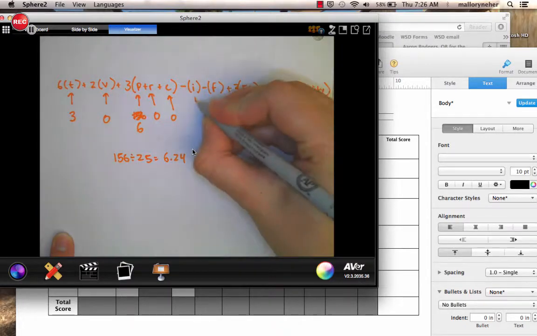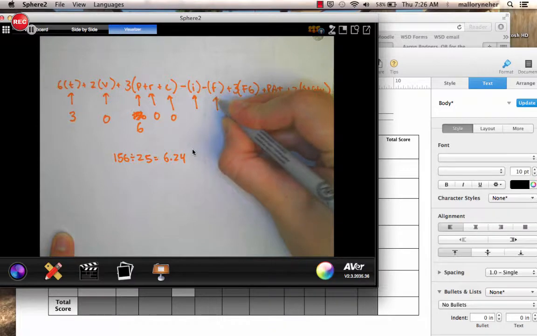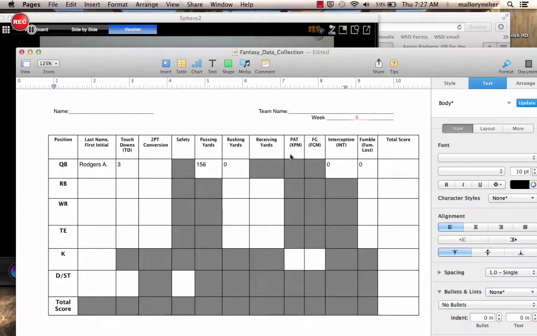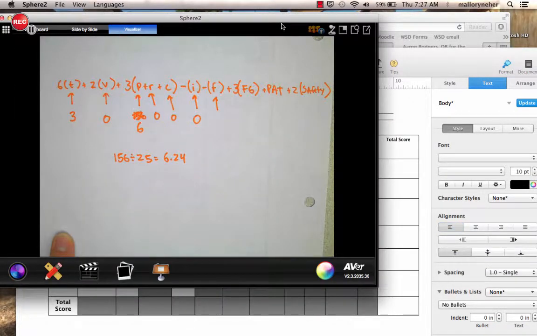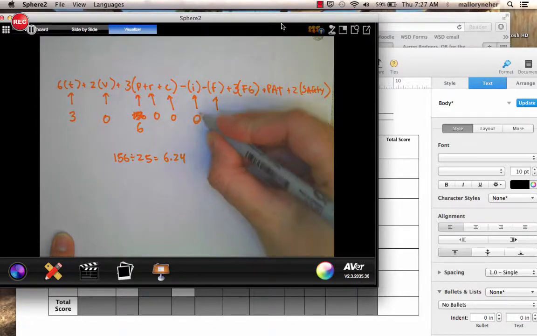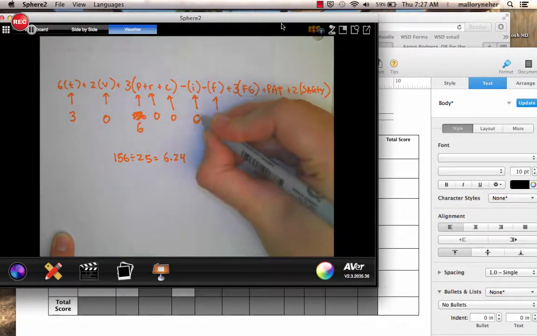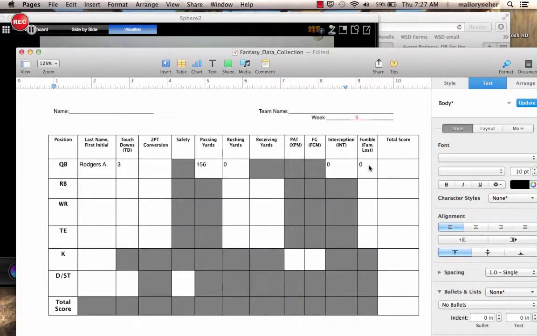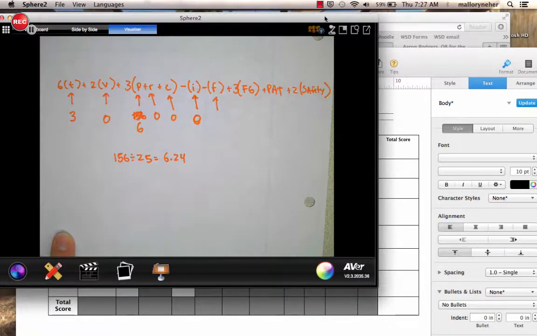And then I and F, we've got to find these ones. I stands for interceptions. How many interceptions did Aaron have this week? Well, he had 0. So we're going to write down 0 interceptions. And then how many fumbles did Aaron have? We go back and look at his fumbles, and he had 0 fumbles. So we're going to put a 0 here also.